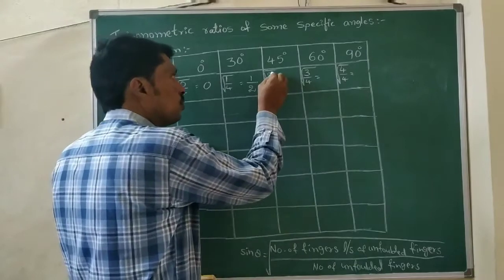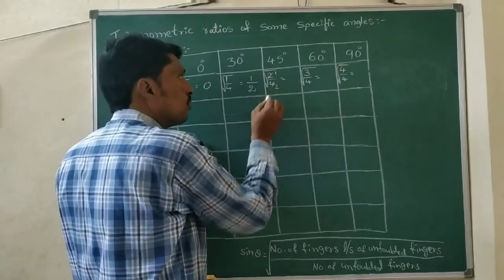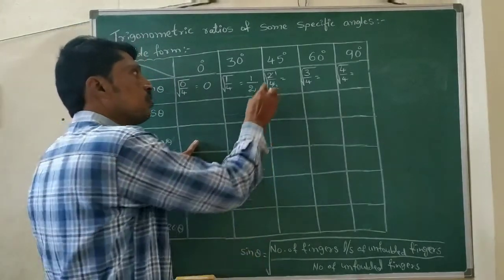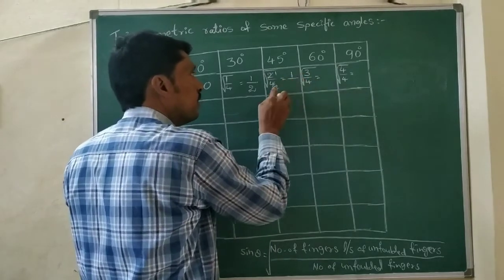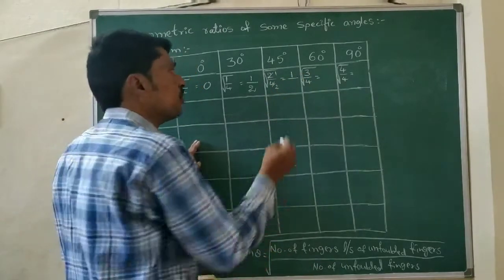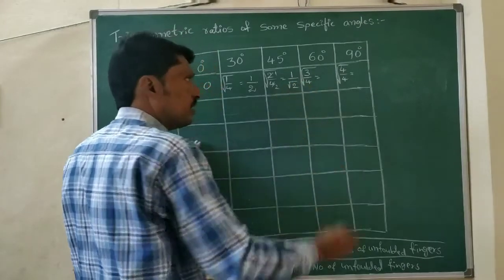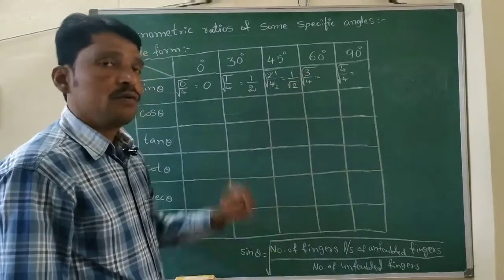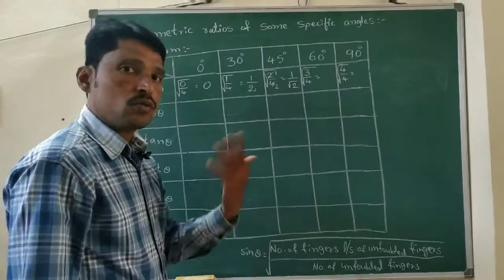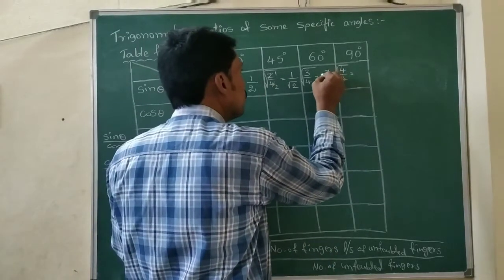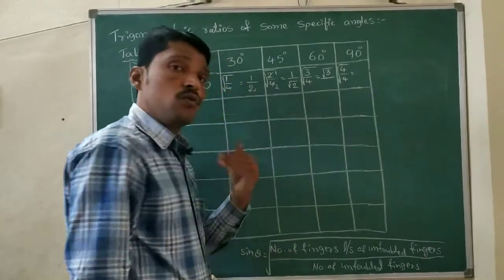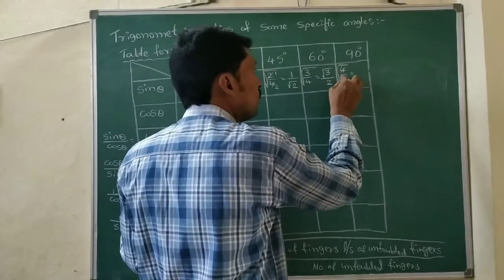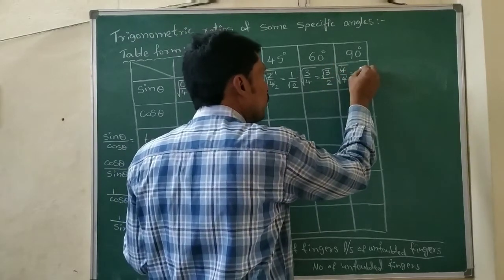Next, here 2 by 4 can be cancelled, 2 ones are 2, 2 twos are 4. So root 1 in the numerator and root 2 in the denominator, we separate it. Root 1 value is 1, and root 2 value we don't know, so as it is you can write it: 1 by root 2. Here also, root 3 by 4, separate it: root 3 by root 4. Root 3 value stays as it is, and root 4 value we know is 2. And 4 by 4, we are getting 1, which means root 1, and root 1 value is 1.